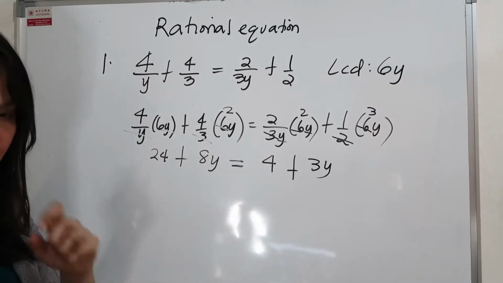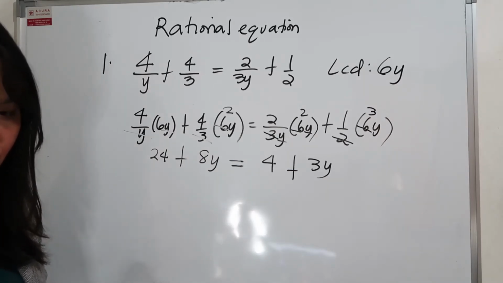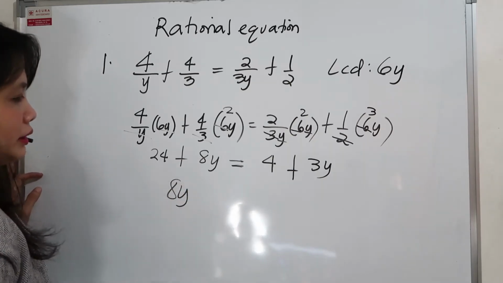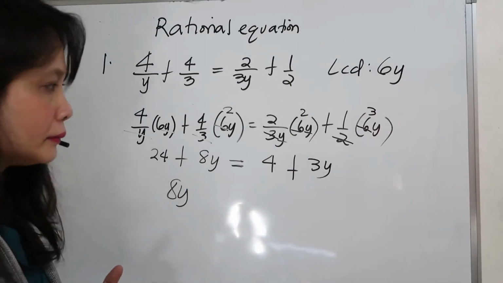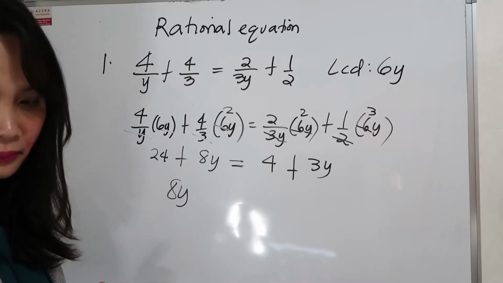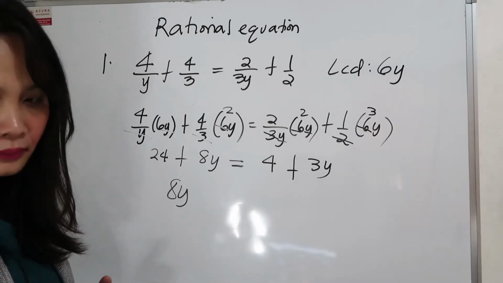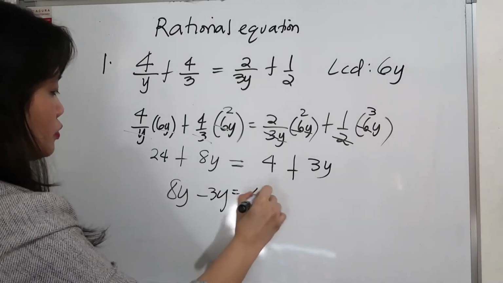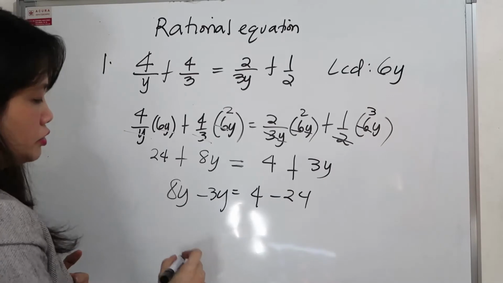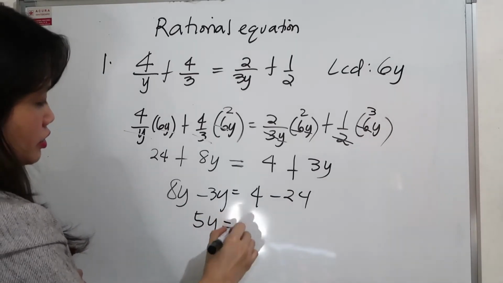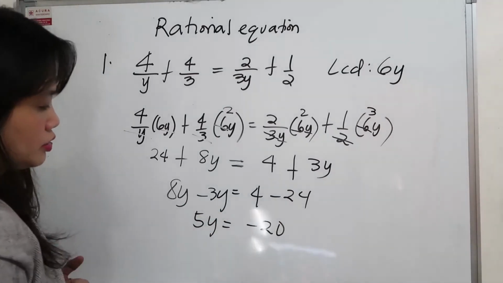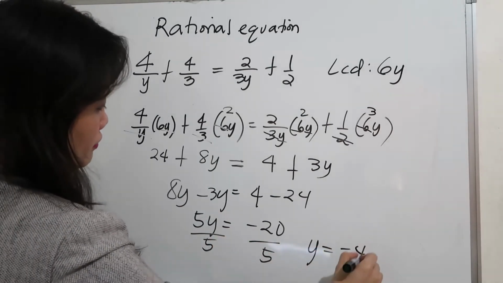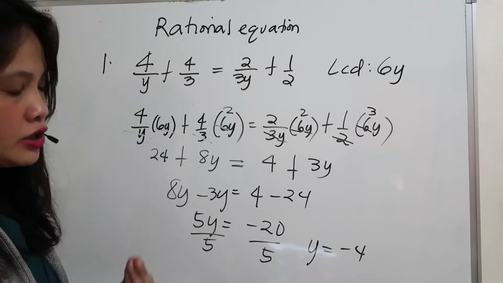That's what you meant? Okay, so you have 8y. Then what will happen to 3y if you transfer it to the other side? Negative 3y is equal to 4 minus 24. So you have 5y is equal to negative 20. So divide both sides by 5. So y equals negative 4. Okay? So y equals negative 4.